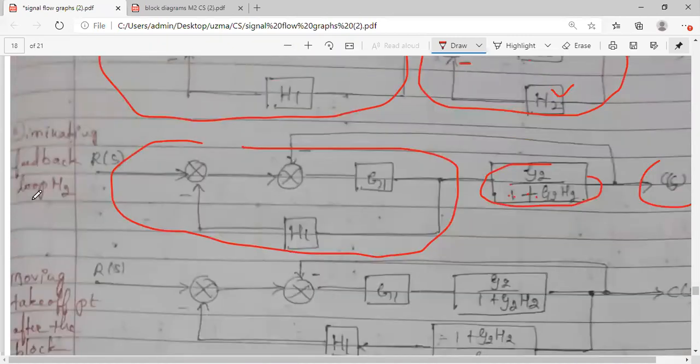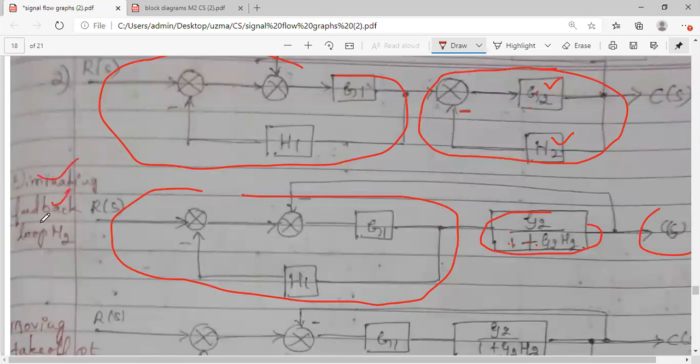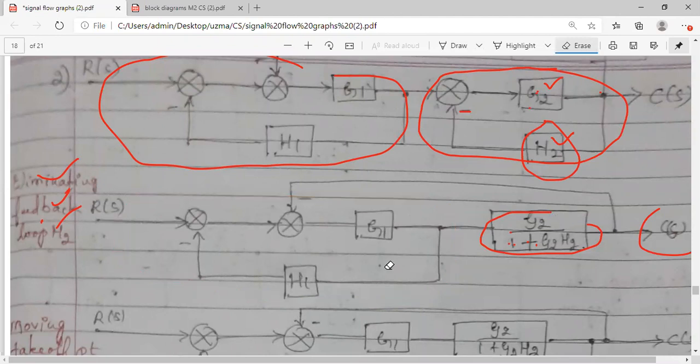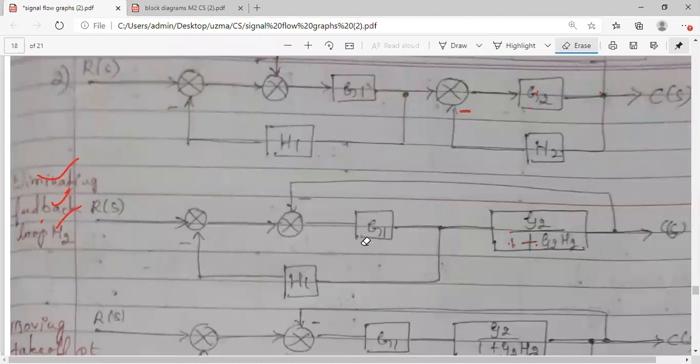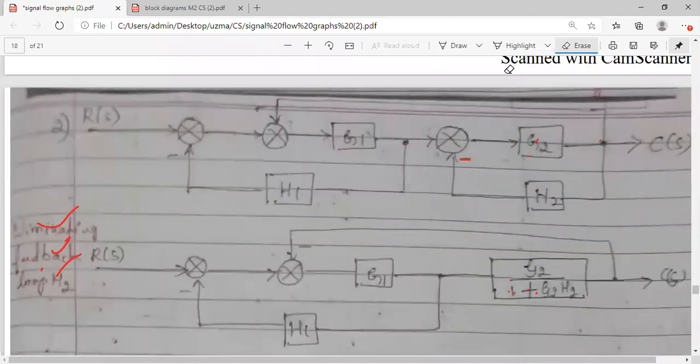Now here I have given the reason also, eliminating the feedback loop H2. So H2 यहाँ पे आएगा, so eliminating the feedback loop H2. Then coming to the next, what else I can do? Can you just simply try what we can apply, which rule we can apply next time? So there are two possibilities again.